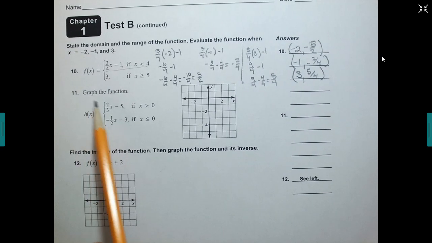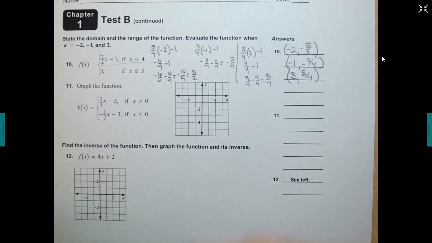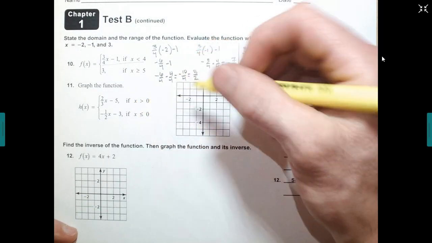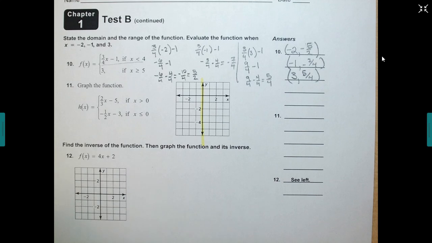There you go. Number 11, graph the function. So first thing I'm going to do, x is greater than 0. Oh, well, okay. There's my boundaries. That's not as much fun.